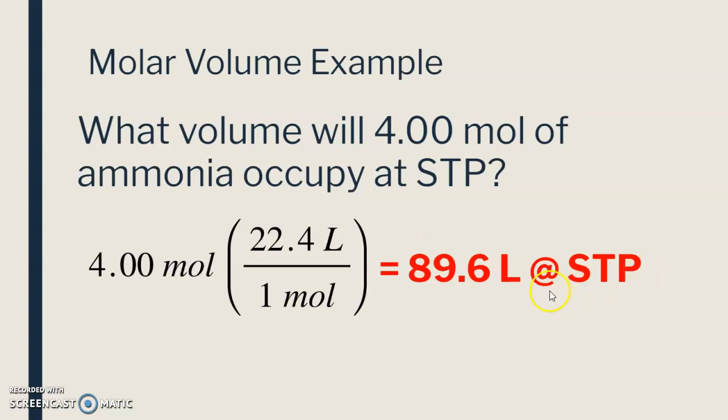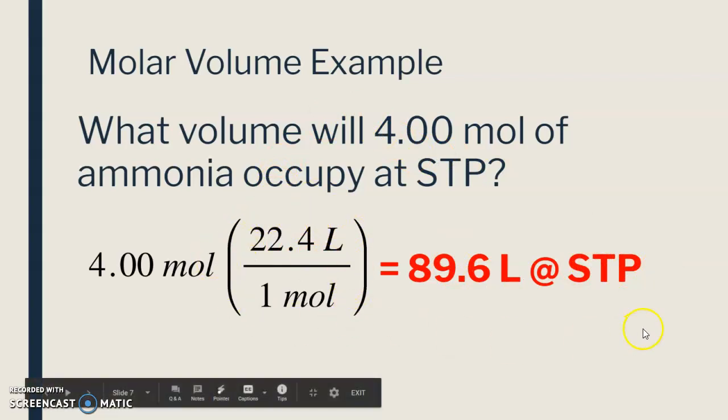Now this part, the "at STP," is very important. Yes, you do need to include that, because if you don't, then I don't necessarily know that it's at STP. We're only using this number when it is at STP, and if you don't tell me that, I won't know.